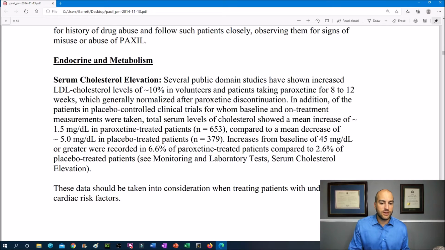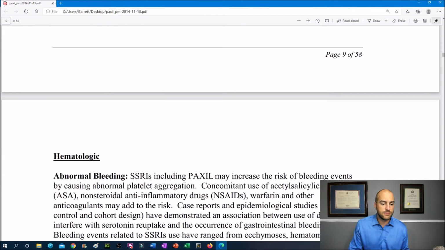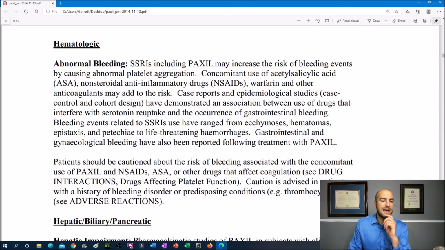We'll skip over cholesterol. Abnormal bleeding. SSRIs, including Paxil, may increase the risk of bleeding events by causing abnormal platelet aggregation. Concomitant use of acetylsalicylic acid, ASA, non-steroidal anti-inflammatory drugs, NSAIDs, warfarin, or other anticoagulants may add to the risk. Case reports and epidemiological studies, case control and cohort design, have demonstrated an association between use of drugs that interfere with serotonin reuptake and the occurrence of gastrointestinal bleeding.